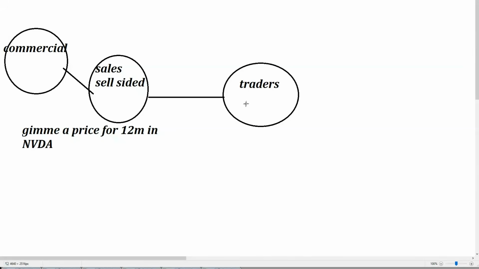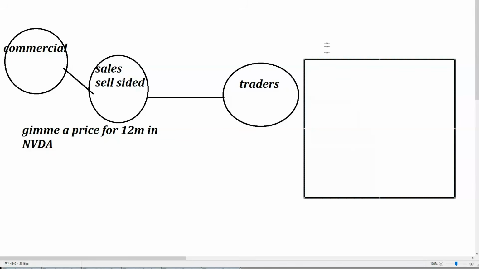So here, for example, is the current price here. So the trader looks at his screens and he sees that the current price of Nvidia is here. And this guy wants 12 million Nvidia. So the price that the trader's going to say is, right, that's my price here for 12 million Nvidia, right? So why would the trader give that price?